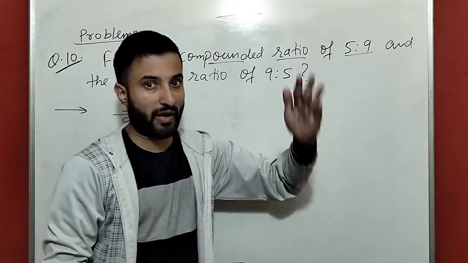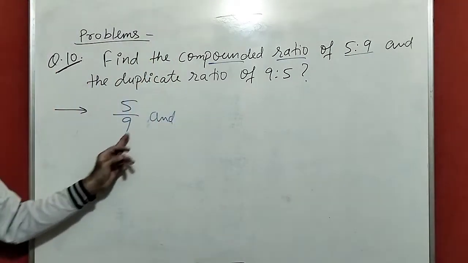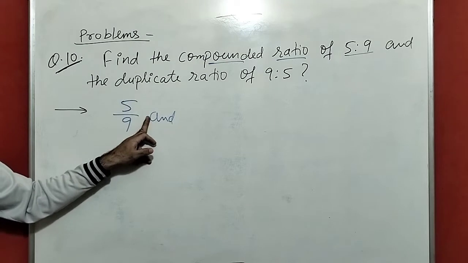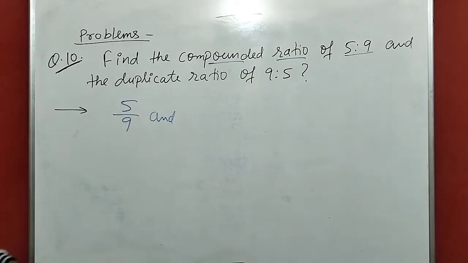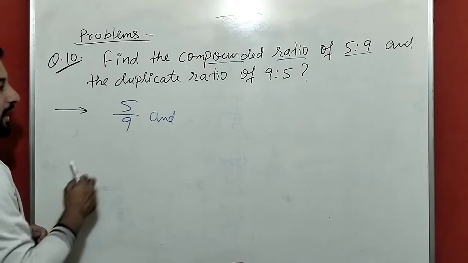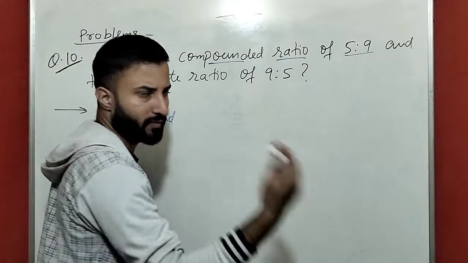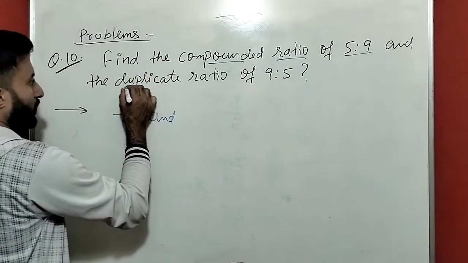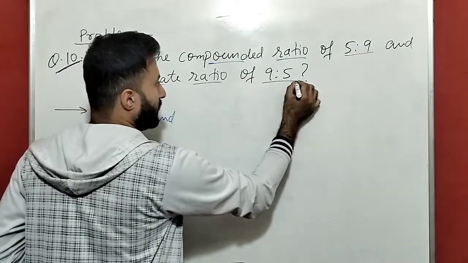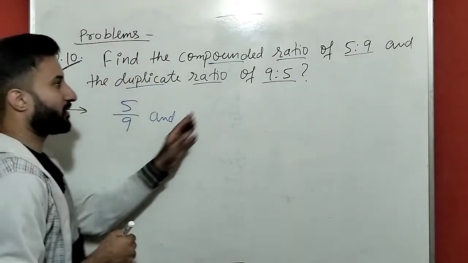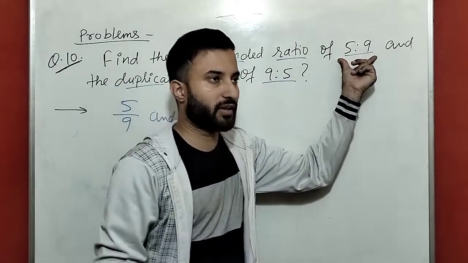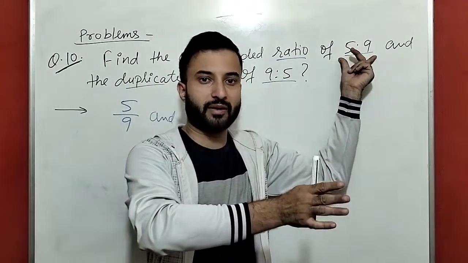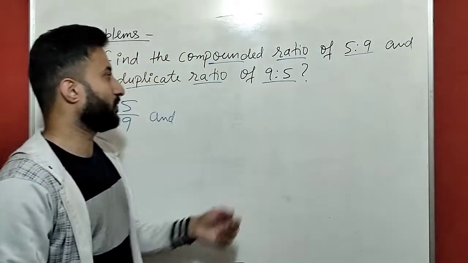You have to find the compound ratio of one ratio 5:9. So 5/9 is already given. And the next ratio is what? Duplicate ratio of 9:5. So you have to find the compounded ratio of this ratio and whatever ratio we will get from the duplicate ratio of 9:5.